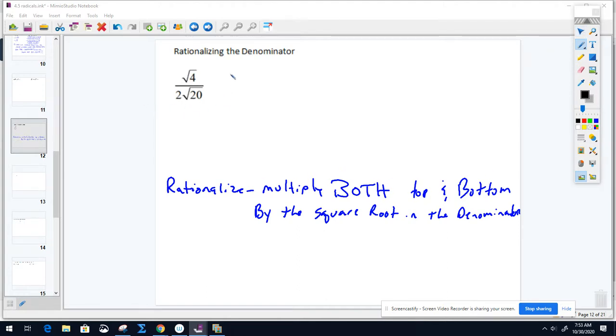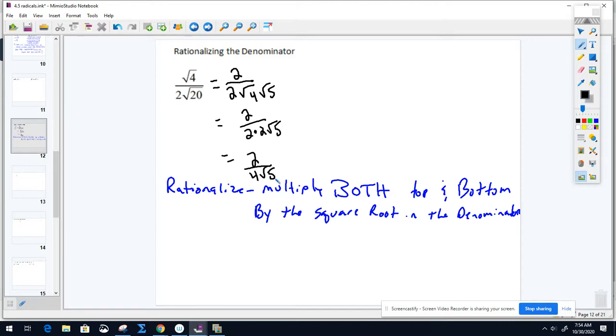So if you look at this example, the first thing I would recommend doing is simplifying the problem. So I would have square root of 4, which is 2. On the bottom, I can rewrite this as 2 square root of 4 square root of 5, because the square root of 4 is a perfect square and it's a factor of 20. So it'd be 2 over 2 times 2 square root of 5, which is 2 over 4 square root of 5. Now, the reason this problem is no good the way that it's written is because this 5 is underneath the radical in the denominator.